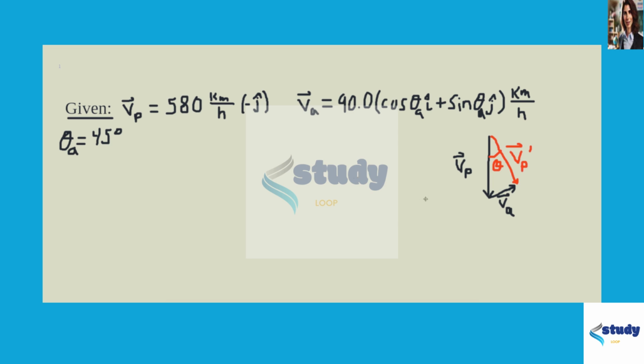I wrote out here what we were given, which was the velocity of the plane, v sub p, is equal to 500 kilometers per hour. And it said it was due south, and I'm going to call south the minus j hat direction. Okay. And then it says the velocity.